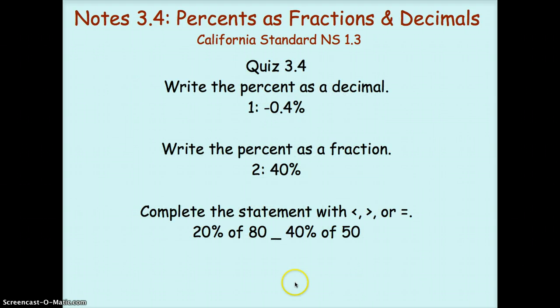Okay, go ahead and begin this quiz. Turning percent into a decimal, watch out for the negative and for the decimal point. Turn percent into a fraction. Make sure you simplify all the way, of course. And lastly, copy and complete the statement with less than, greater than, or equal to. Remember, on each side, "of" does mean to multiply.